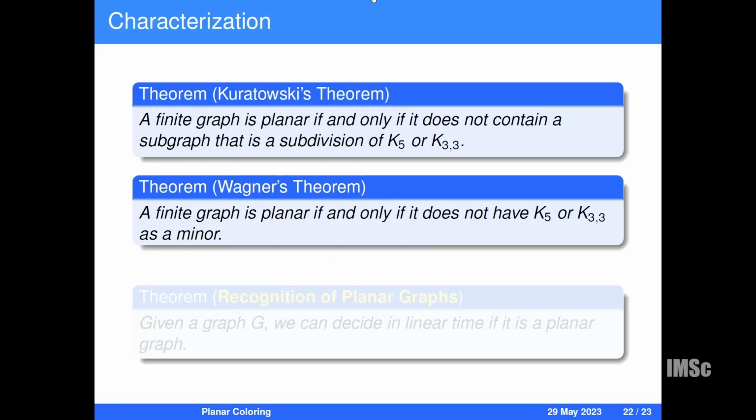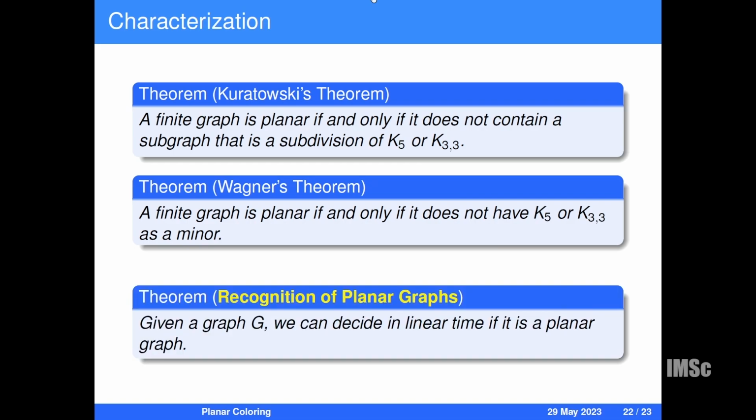I will end the talk with these slides. There are these characterizations for planar graphs: a finite graph is planar if and only if it does not contain a subgraph which is a subdivision of K5 or K3,3. A finite graph is planar if it does not contain K3,3 or K5 as a minor. And there is also an algorithm which can decide if a given graph is planar or not, in linear time. It's a bit complicated one.